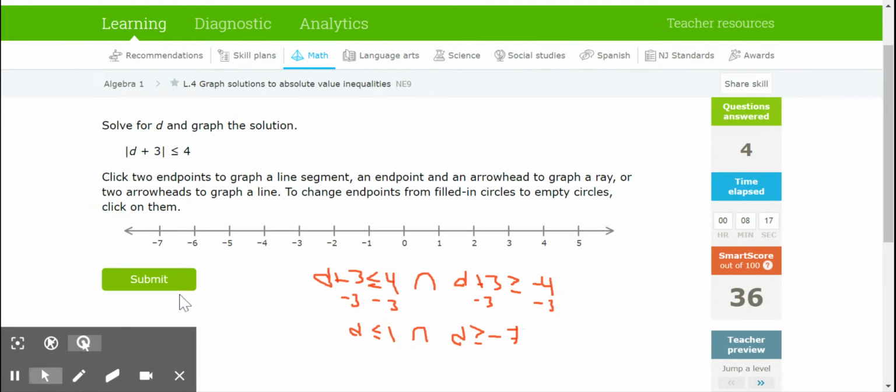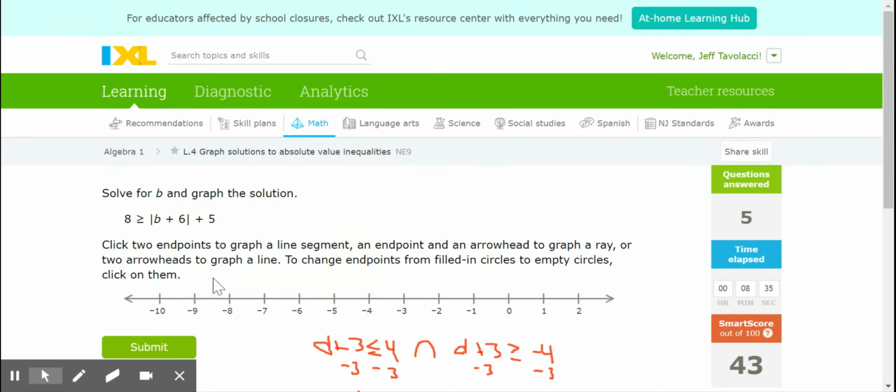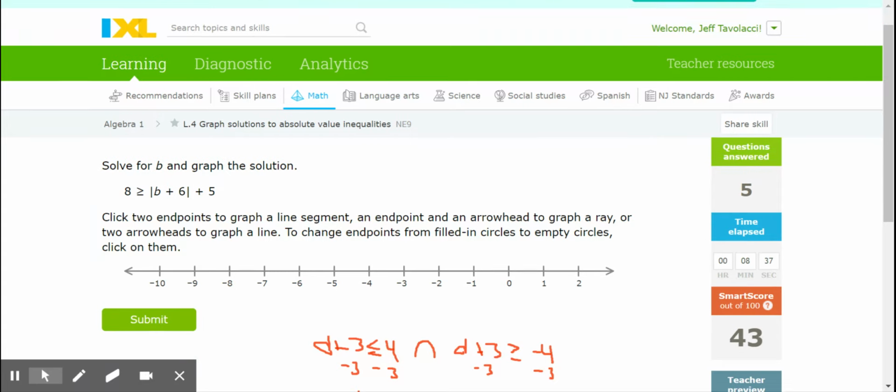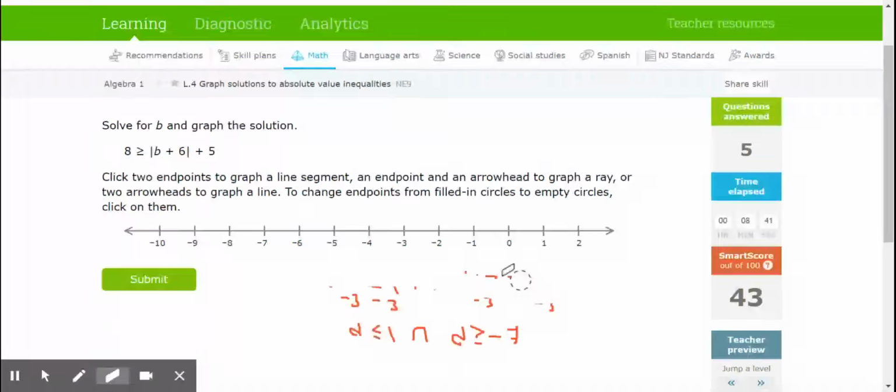Okay, so from negative 7 to positive 1, we actually want the endpoints. But again, the middle, negative 3 plus 3 would be 0. So negative 3 is the middle. No more than 1, 2, 3, 4 in one direction, 1, 2, 3, 4 in the other direction. Okay, again, that's an and statement. So these are all going to be connected.